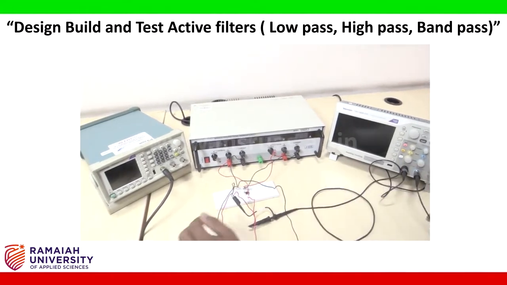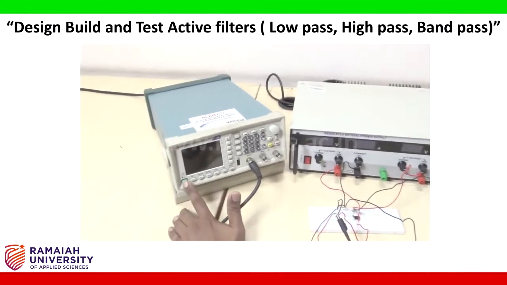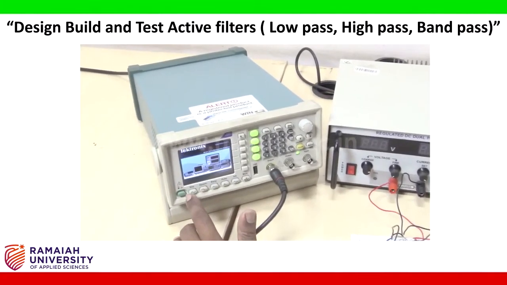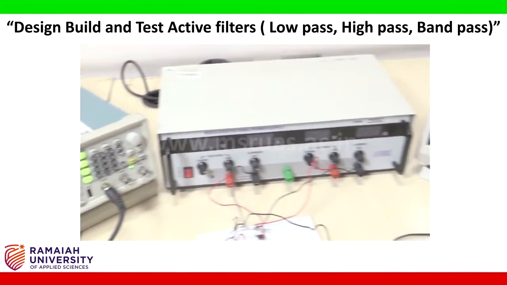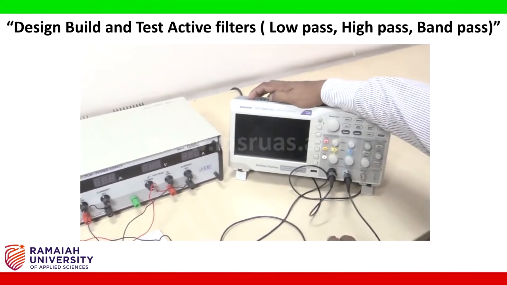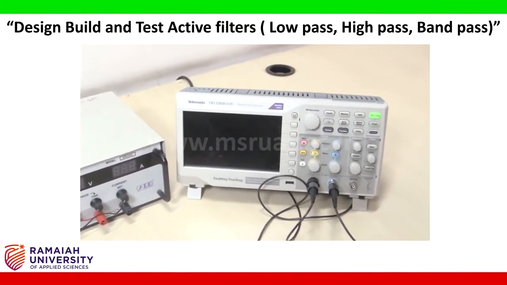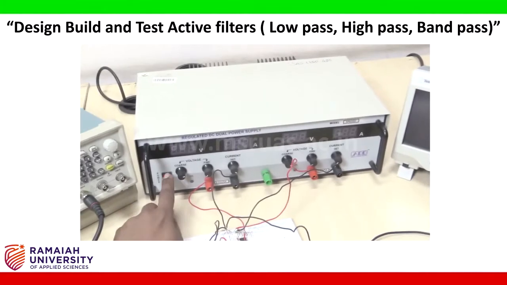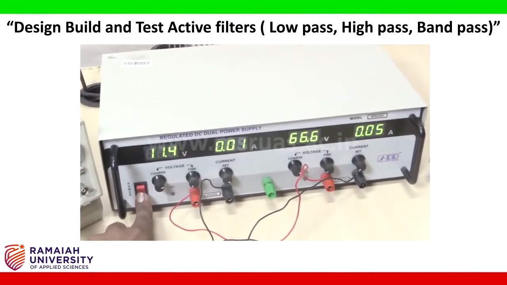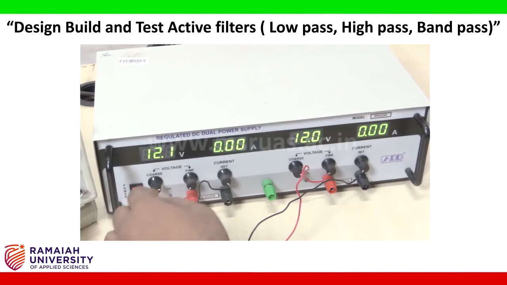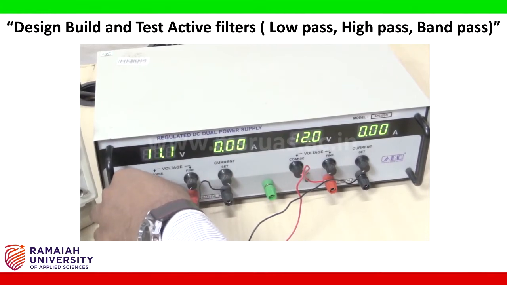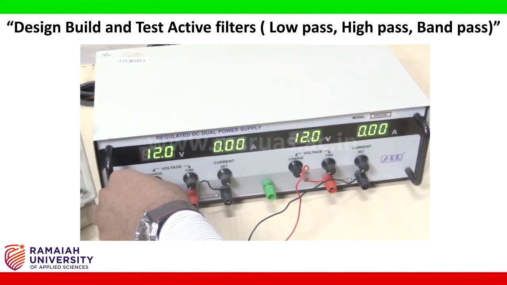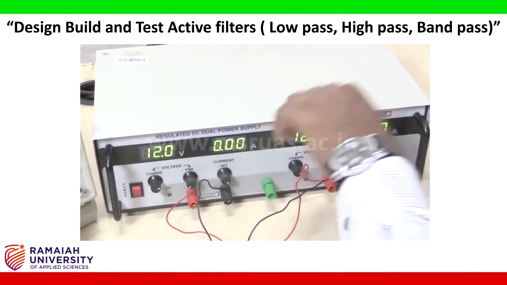So I am going to switch on this signal generator to give an input for the circuit, and I am going to switch on the digital oscilloscope to see the output of this circuit. I am going to switch on this DC dual power supply to provide voltage to the circuit. We need to set both terminals to 12 volt. It's already set to 12 volt.